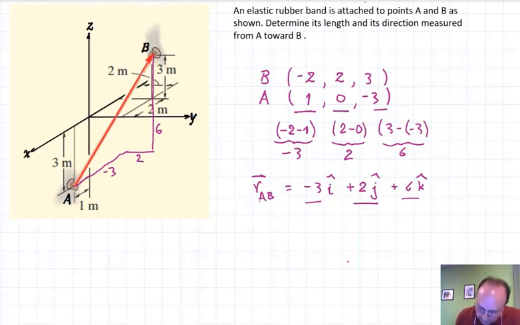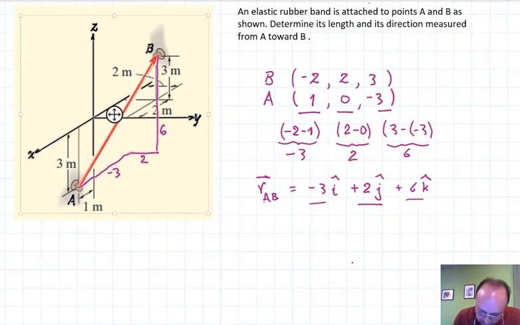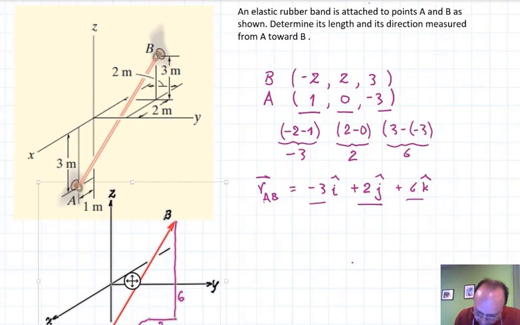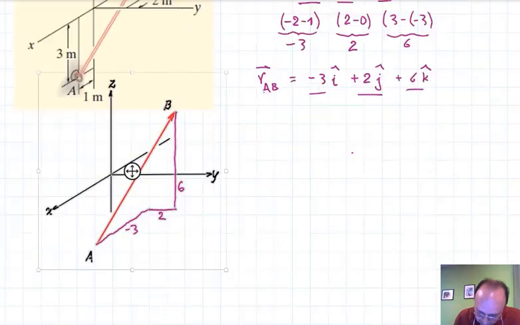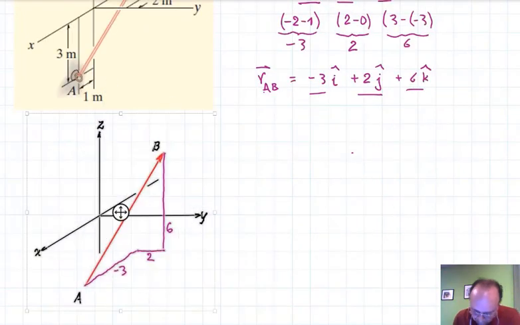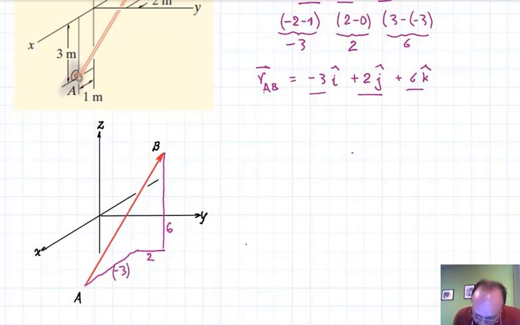Let's take a look at this in a separate picture so we see more clearly. Okay, so here we have it. So this is -3i, 2j, 6k. All right.